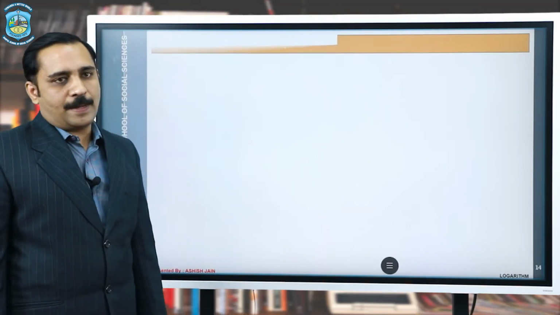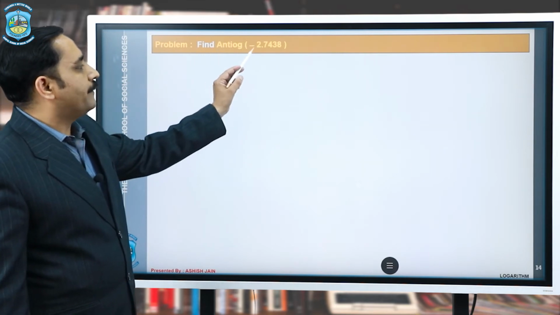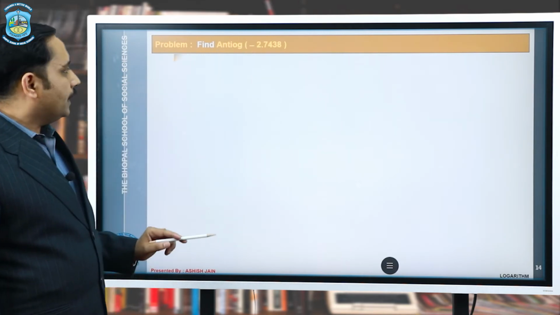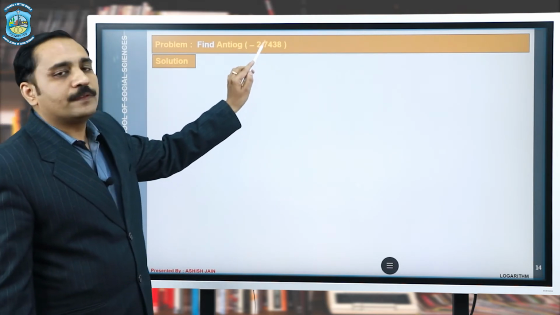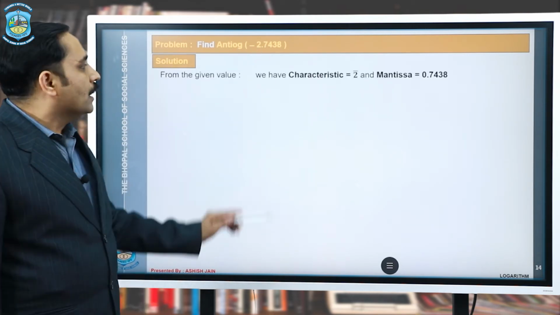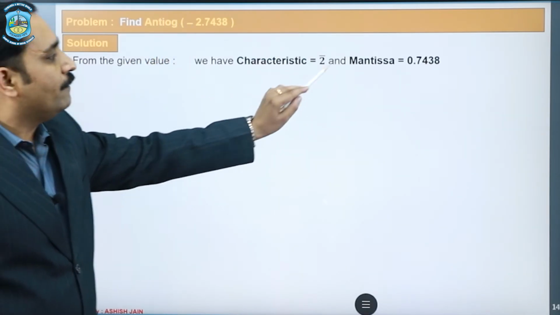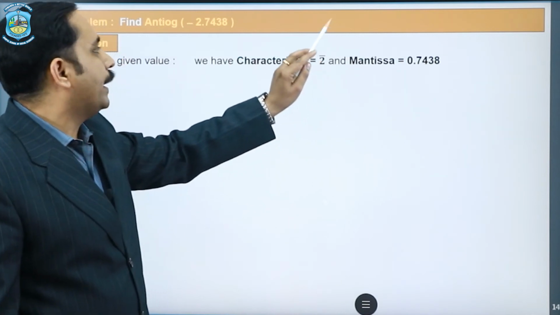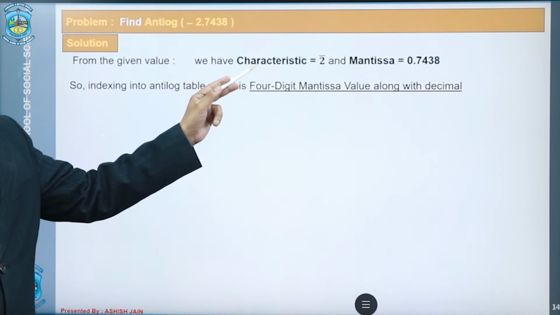Let's move on to the next value. Here we need to find the anti-log of minus 2.7438. Here this minus 2 is a characteristic value and 0.7438 is a mantissa value. We can also write this negative characteristic as 2 bar and we will use the mantissa as 0.7438. It is again a 4-digit value, so we need not reduce this.